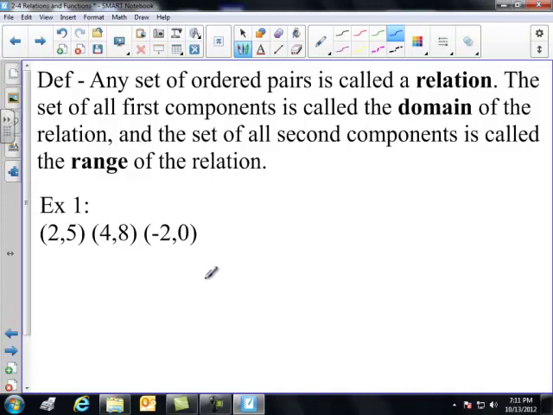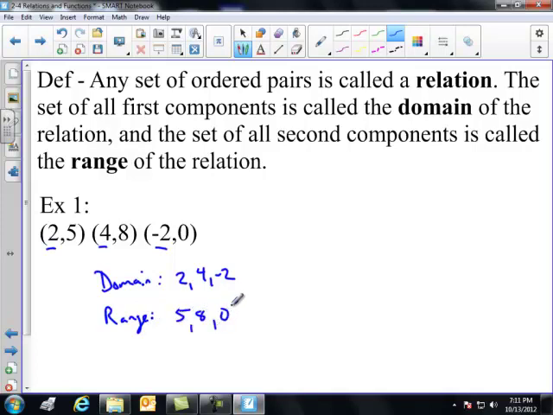If you have a set of all of the first components, like the 2, the 4, the negative 2, that is what's called the domain of this relation. So the domain would simply be a list of those values: 2, 4, and negative 2. The range, on the other hand, is all of the second components of that relation. So the range would be those second numbers, which are 5, 8, and 0.